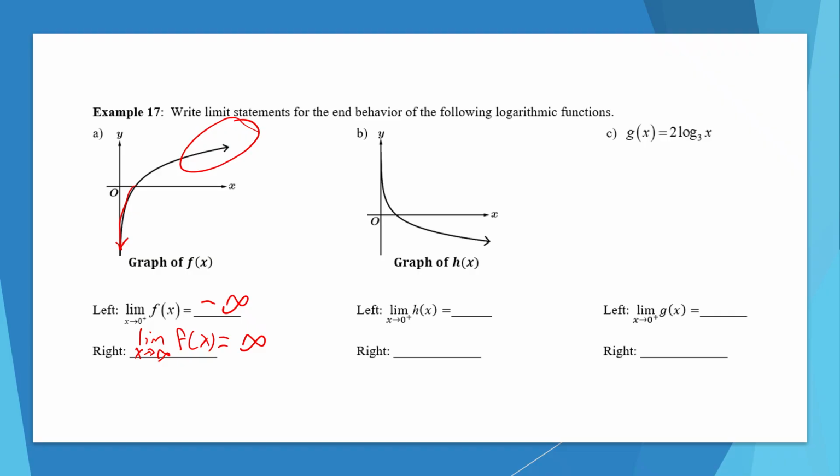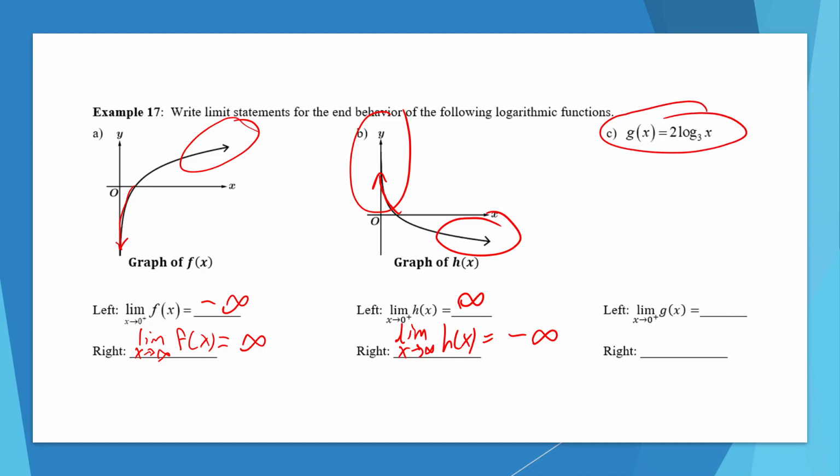17b, as we approach 0 from the right-hand side, this is going up towards positive infinity. And then the right-hand limit statement would be the limit as x approaches positive infinity for h of x. This is going down to negative infinity.